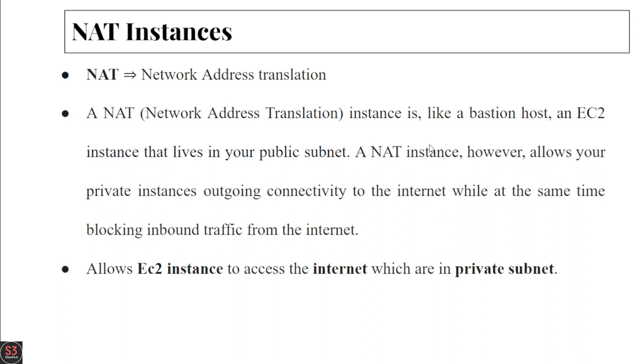A NAT instance is like a bastion host, an EC2 instance that lives in your public subnet. Through a bastion host, as we know, we do SSH into our private instances. NAT instances are the same as a bastion host. A NAT instance, however, allows your private instance outgoing connectivity to the internet while at the same time blocking inbound traffic from the internet. So NAT instances allow EC2 instances in your private subnet to access the internet.